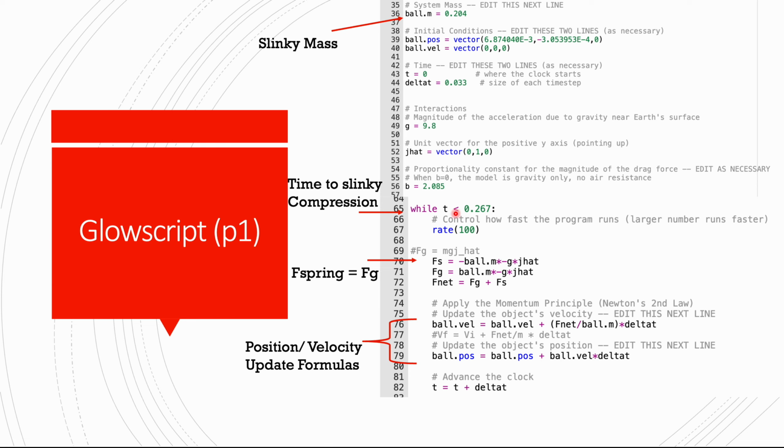Here it is, as previously mentioned, 0.267 is the time to full compression of the slinky. And here we have our forces. In this case, this is just the first half of the system where the slinky is compressing. So we have the spring force right here, and we set that equal to the force of gravity. Notably, these two forces are equal and opposite, so there is no net force in this section of the system. And down here we have the position and velocity update formulas.